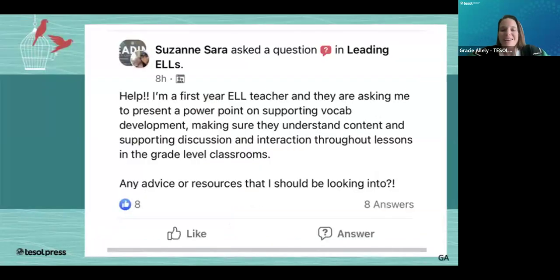So this is an image of a very common thing we see on Facebook groups or support groups for teachers. This one was from the Leading ELs Facebook group saying, "Help, I'm a first-year ELL teacher, and they are asking me to present a PowerPoint on supporting vocab development, making sure they understand content and supporting discussion and interaction through lessons in grade level classrooms. Any advice or resources I should be looking into?" We see this a lot in our different forums.